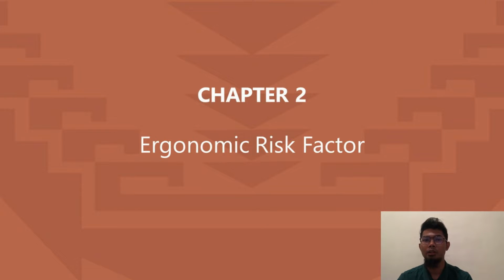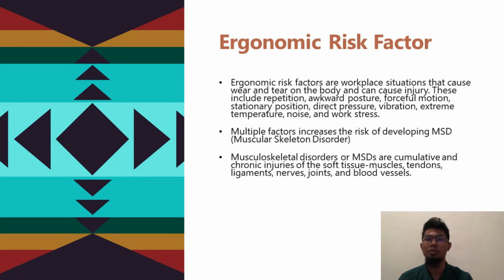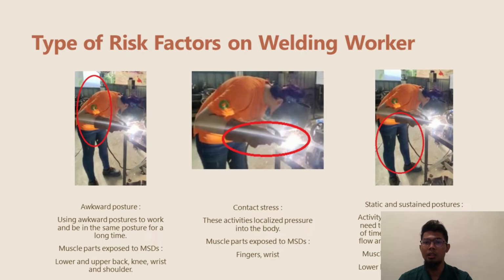Okay, let's continue with Chapter 2, Ergonomic Risk Factor. Ergonomic risk factors are workplace situations that cause wear and tear on the body and can cause injury. These include repetition, awkward posture, forceful motion, stationary position, direct pressure, vibration, extreme temperature, noise, and work stress. Multiple factors increase the risk of developing MSD, which is musculoskeletal disorder. Musculoskeletal disorders or MSDs are cumulative and chronic injuries of the soft tissue: muscles, tendons, ligaments, nerves, joints, and blood vessels.